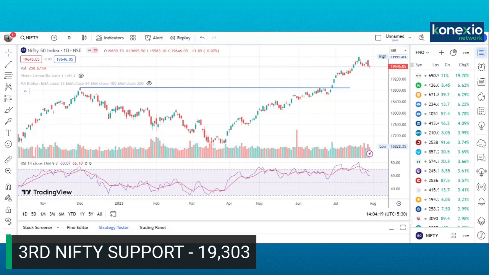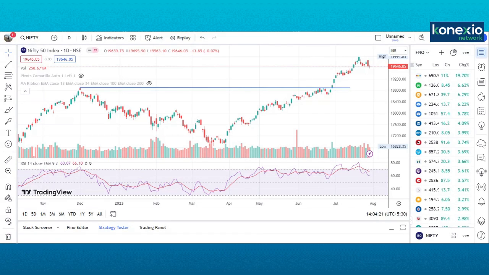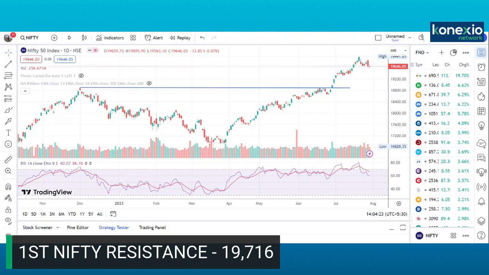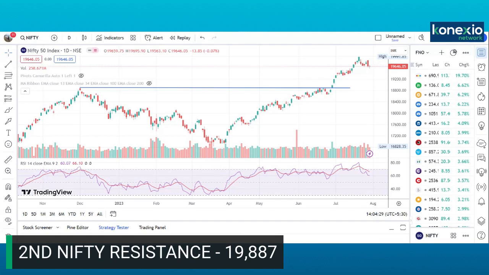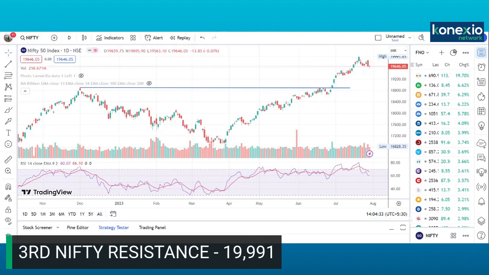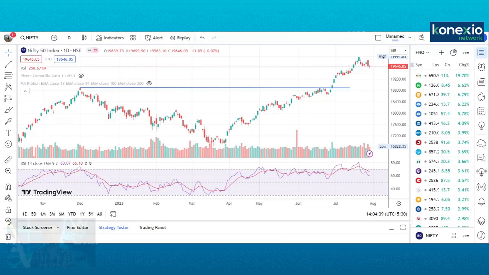Whereas on the upside, the first resistance is placed at 19,716. Above that, the second resistance is placed at 19,887. And above that, the third resistance, which is the lifetime high, is 19,991. These are the crucial support and resistance levels in Nifty for the next week.